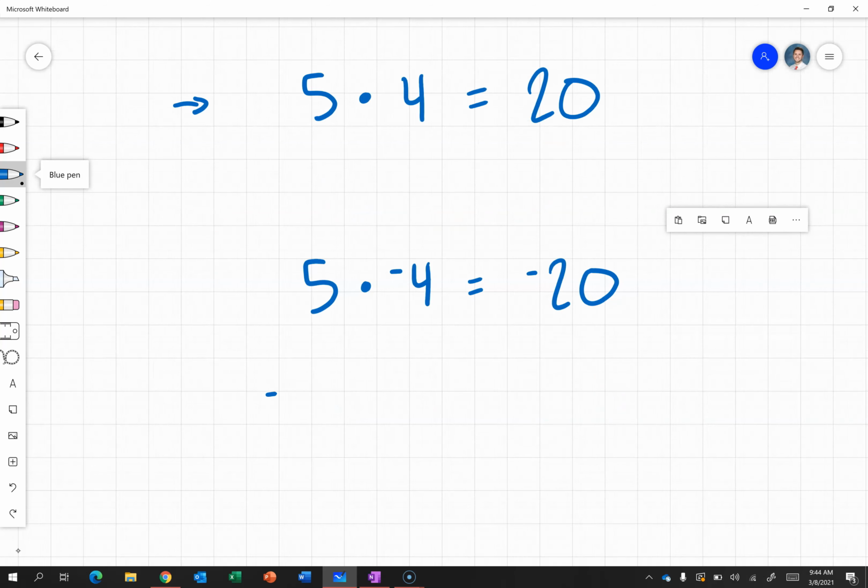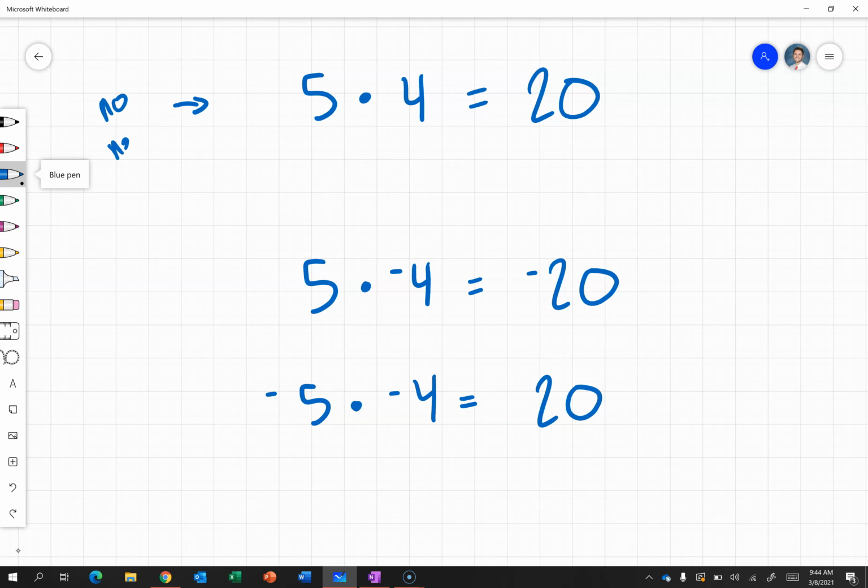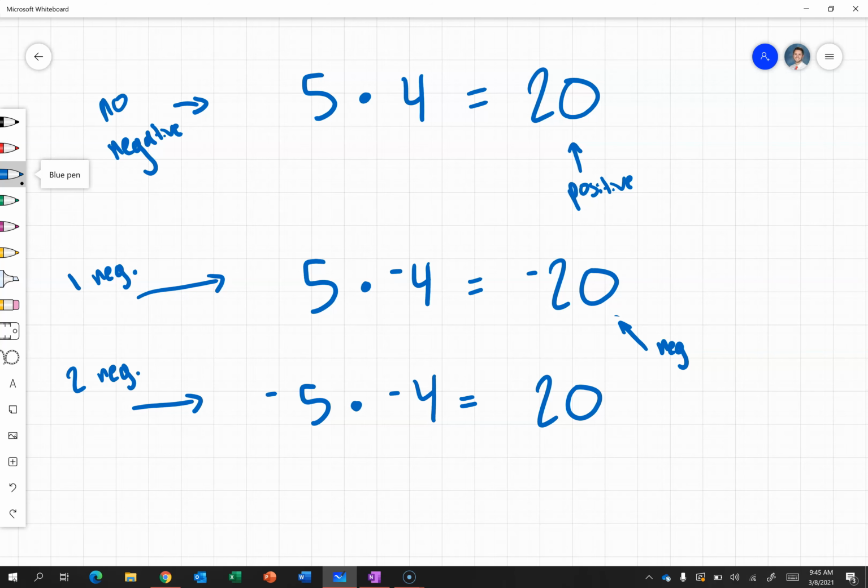Okay, now one other way we could see this would be negative 5 times negative 4. And that's actually positive 20. So you'll notice when we have no negative signs, our answer is positive. When we have one negative sign, our answer is negative. And when we have 2 negative signs, our answer is positive.